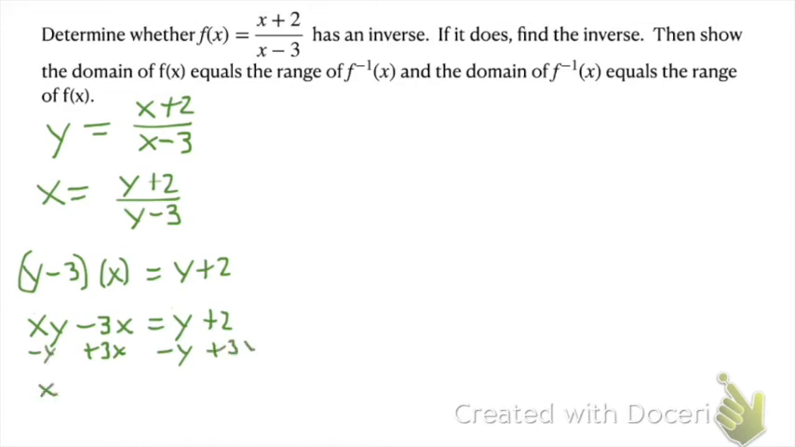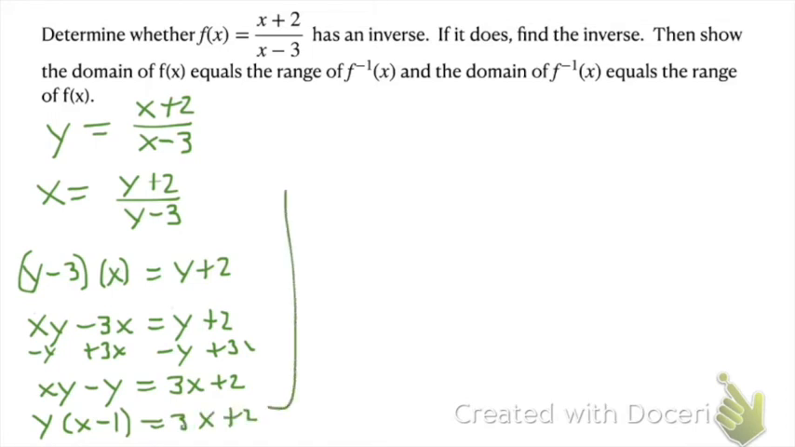So we have xy minus y equals 3x plus 2. Factor out a y, we get y times (x minus 1) equals 3x plus 2. And then we're going to divide both sides by x minus 1. So we have y equals (3x plus 2) over (x minus 1). Put in our inverse notation, and we have our inverse.